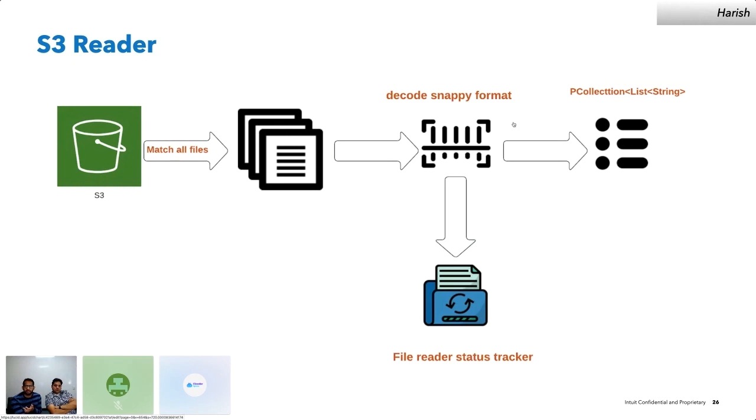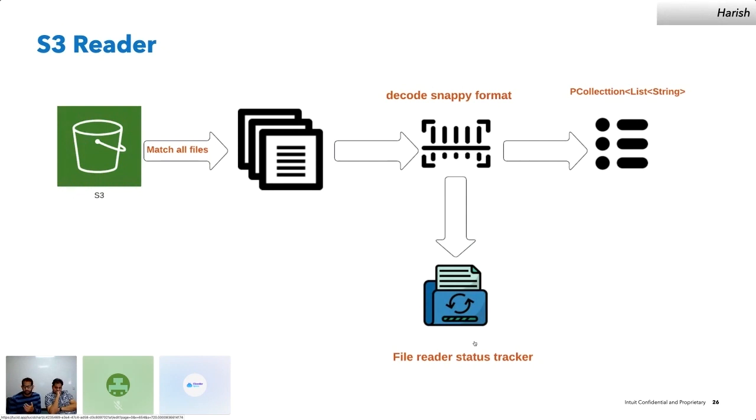Once we read this file with the snappy codec, we store that in a file status tracker. Why this is needed is that when the application suddenly fails and is started again, we don't want to process data which has already been read. So for that we maintain it, and with the hourly logic, once all the files in that particular hour are read, only then do we send the next hour, so that there won't be any overlap. That's how we are avoiding duplicates and overlap.